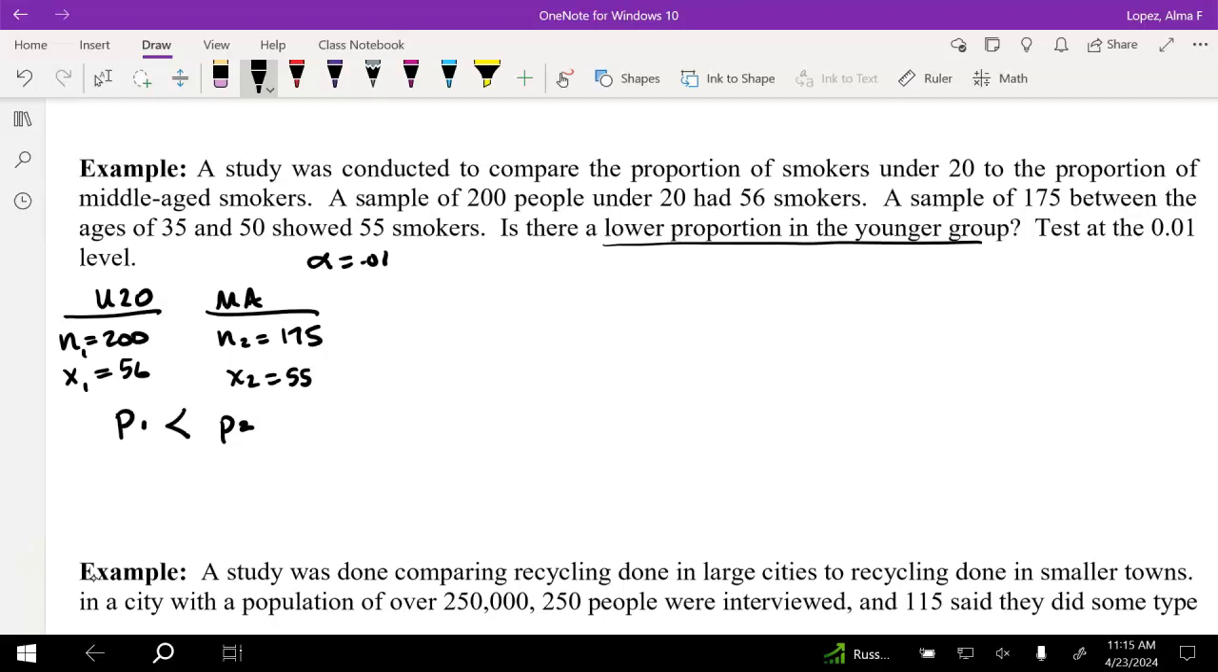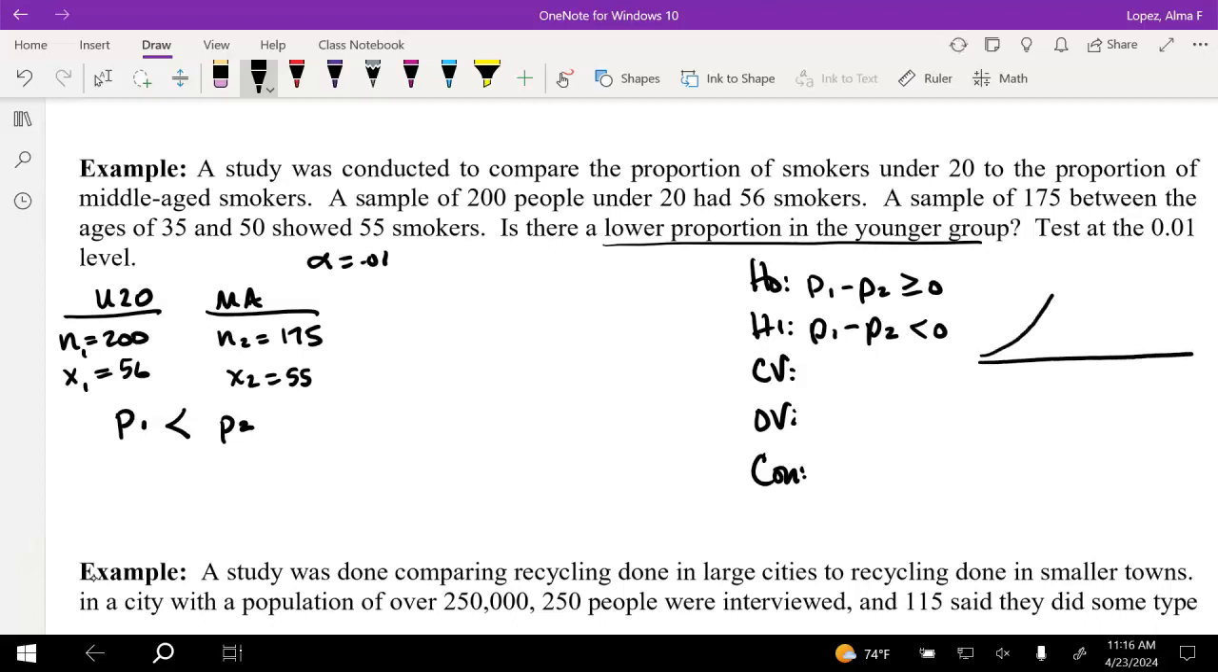Here's the hypothesis. So I'm going to build my test over here. H sub 0, H sub 1, critical value, obtained value, and conclusion. Now, that's definitely going to be an alternative. So that's P1 minus P2 is less than 0, which means that my null will be P1 minus P2 is greater than or equal to 0. It's a z-test, so it's a normal distribution, and it happens to be a lower tail on this one.